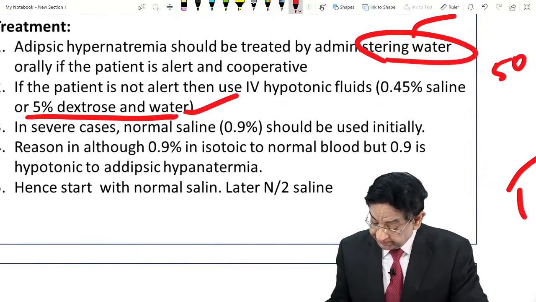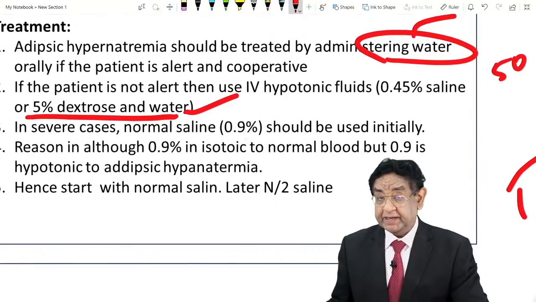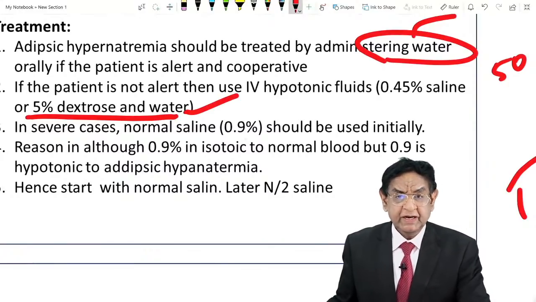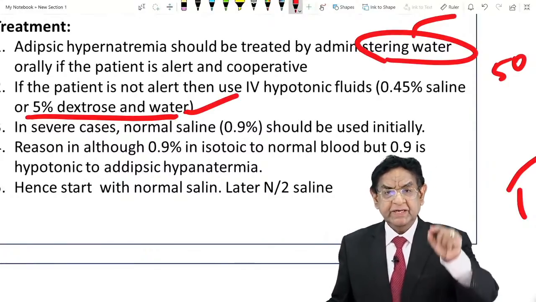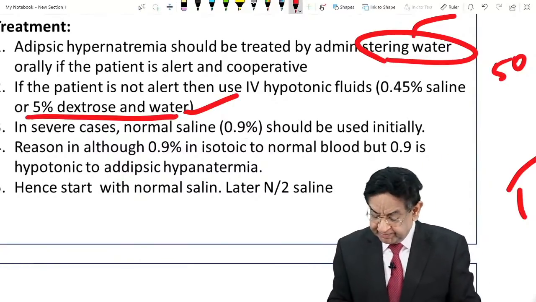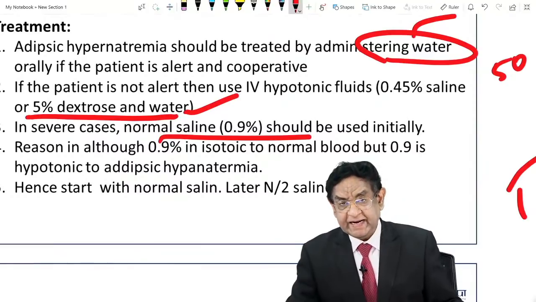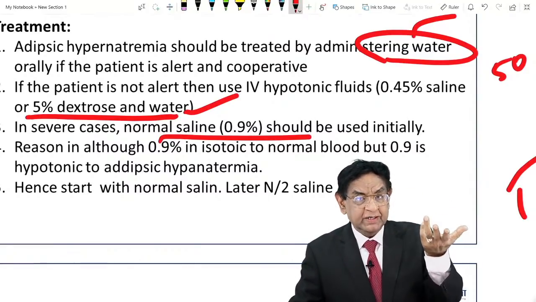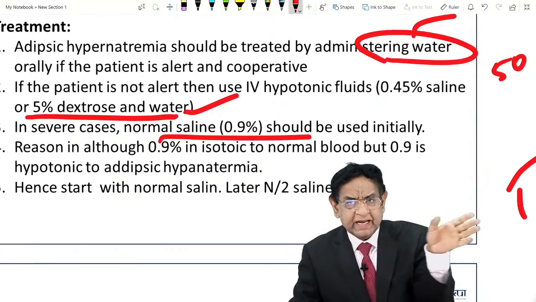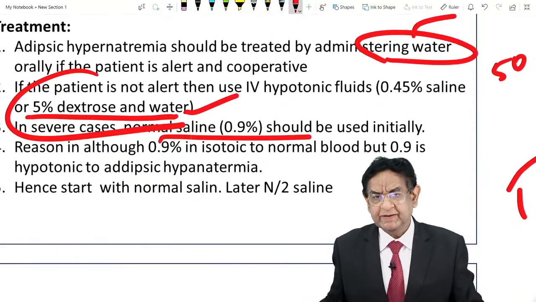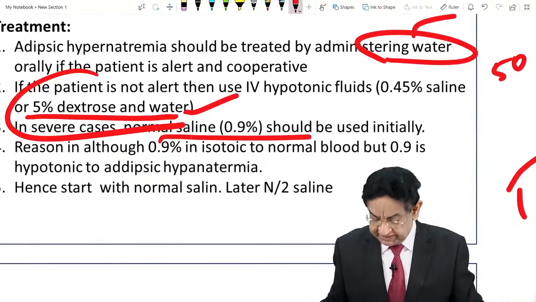5% is given, right? But one more thing: initially, if the patient has severe hypertonicity, if the serum sodium and osmolality are very, very high, we may even give 0.9% saline, but later on N/2 or pure water. Otherwise, if they don't talk about saline, you can simply say you only want to give water. Only water is the answer in this condition.